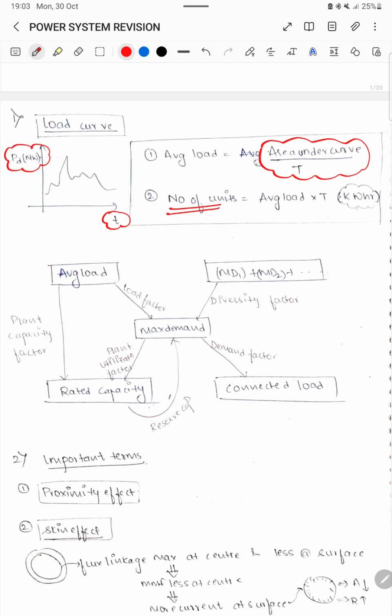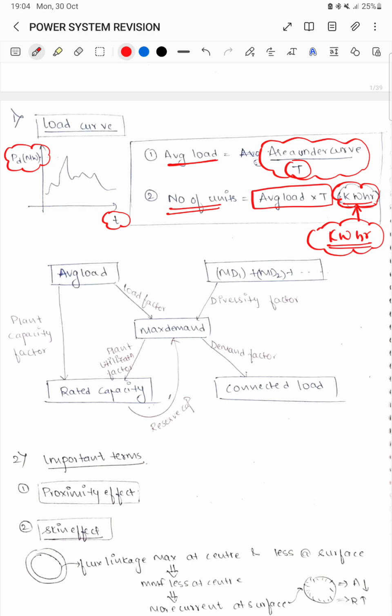Number of units must be taken very much care of. Okay, units are always in kilowatt hour. Number of units are always given in kilowatt hour. So suppose you are given average load and time, and they are asking you number of units, so you will be multiplying average load and time in such a way that the unit remains kilowatt hour. So 1 unit is equal to 1 kilowatt hour. Okay, that is one of the important things.